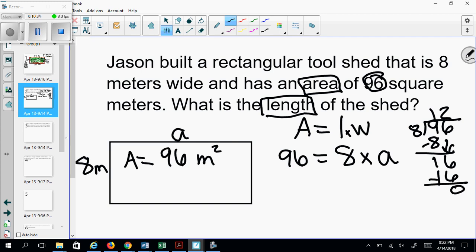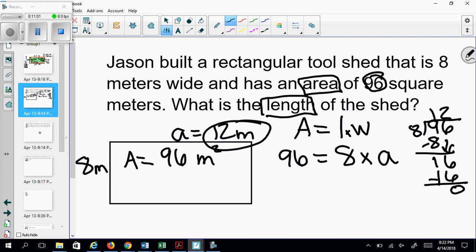Now, they are not going to give you, on the FSA or on any test that I give you, any remainders. So if you get a remainder, something went wrong. Go back and double check. So A is going to equal 12 meters. So the length of the shed is 12 meters. That's it. You're done.